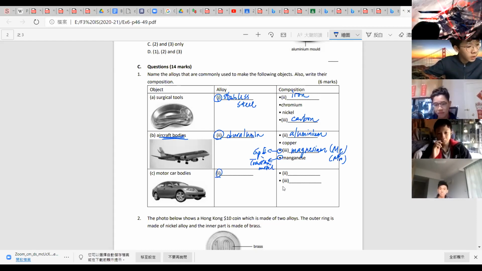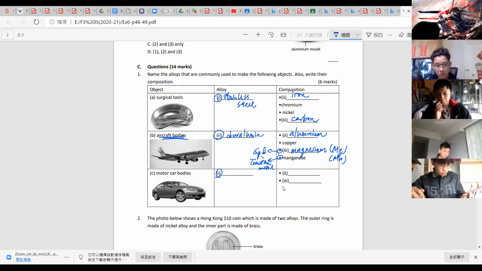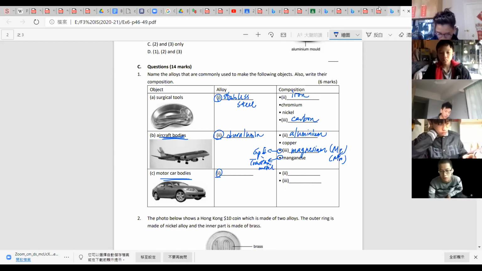Aluminium alloy. Motor car body. Okay, you use aluminium alloy. Why? It's light. Yes, but when you compare with the materials in an aeroplane, you need to make something cheaper.